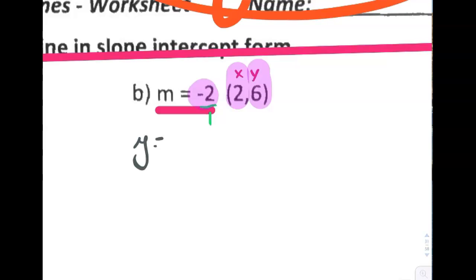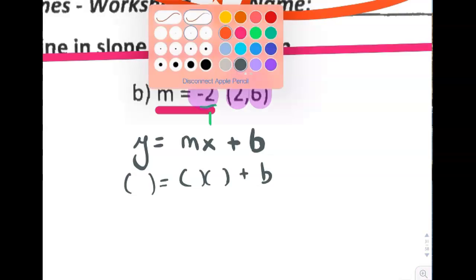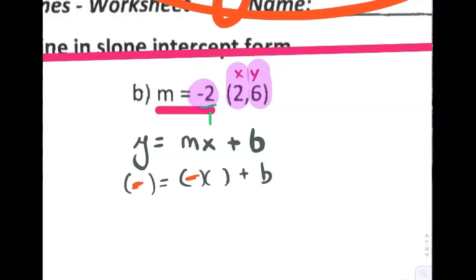I always start off by writing y equals mx plus b. I'm looking for b. I don't know the y-intercept. So I'm going to go blank equals blank times blank plus b. And I know all three of these blanks. They're up here. The y is what I need first. So y is 6. M is what I need next. M is -2. And x is what I need last, right here, which is 2.